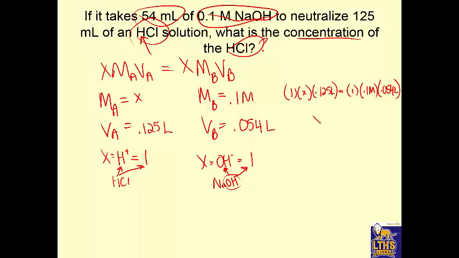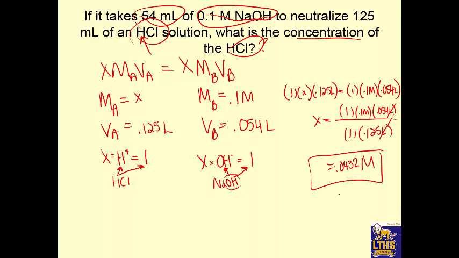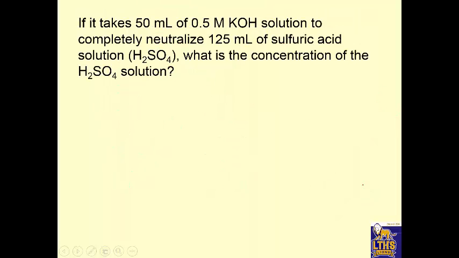Okay, if we solve for X, we get 1 times 0.1 molar times 0.054 liters divided by 1.125 liters. Look, liters cancel out. We're left with a capital M, and the calculation will give us 0.0432 molar. So that's the concentration of HCl. All right, let's do another one.